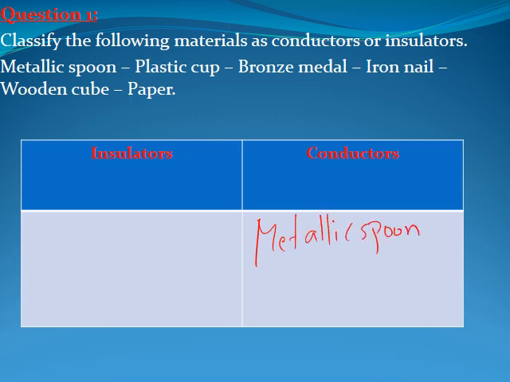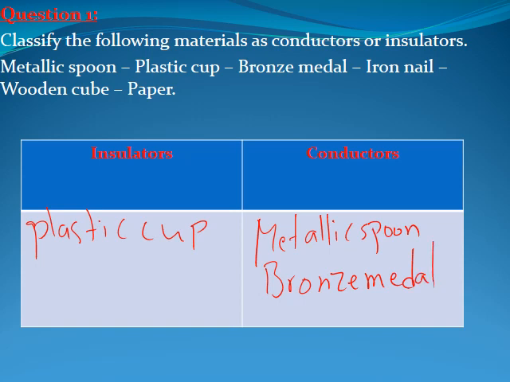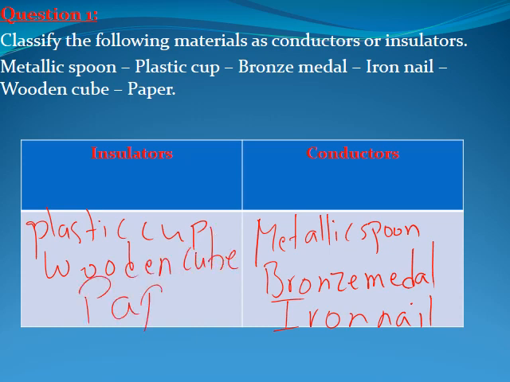Moving to the plastic cup. It's plastic, so it's an insulator. Bronze medal. It's bronze, so it's a metal, so the bronze medal is a conductor. Iron nail. It's iron, so sure it's a conductor. Wooden cube. It's from wood, so the wooden cube is an insulator. Paper. Sure, the paper is not a conductor, so it's an insulator.